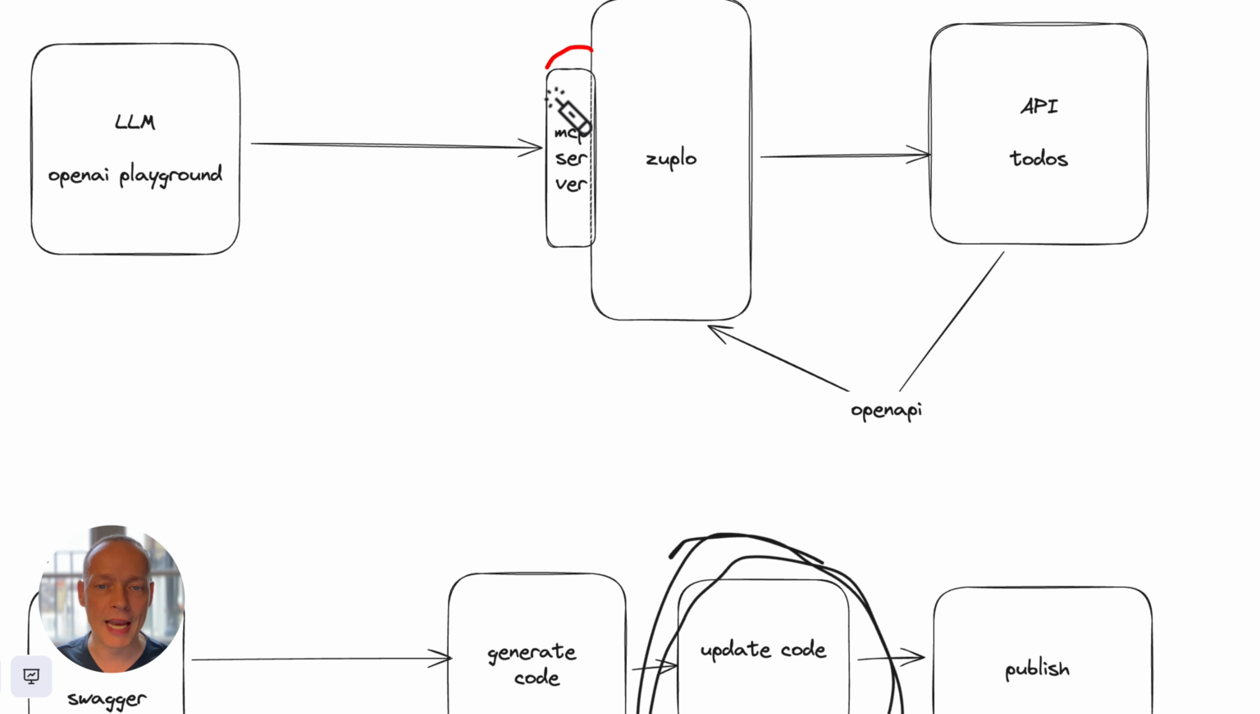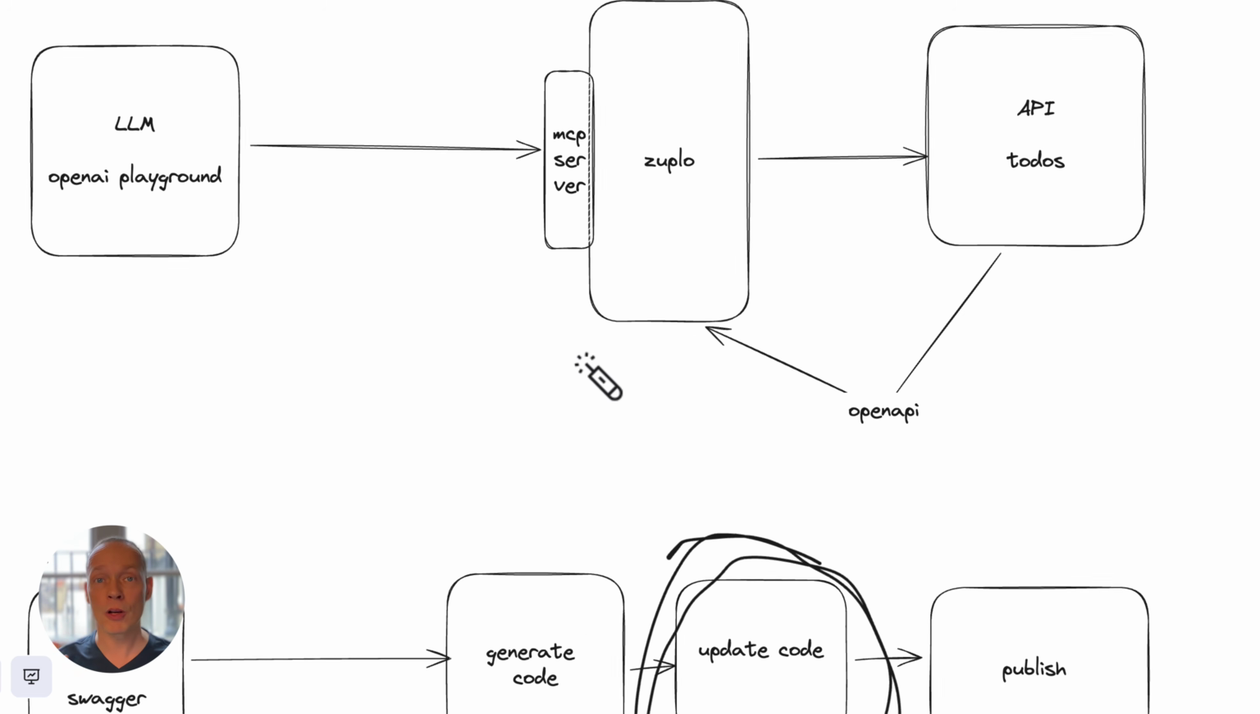Zuplo dynamically generates the MCP server basically when the request comes into the runtime. So we do it in real time. We actually generate the MCP server based on the configuration of your gateway, which is pointing to an OpenAPI doc. We have a very slick way of re-importing your OpenAPI doc. And we get out of this entirely.